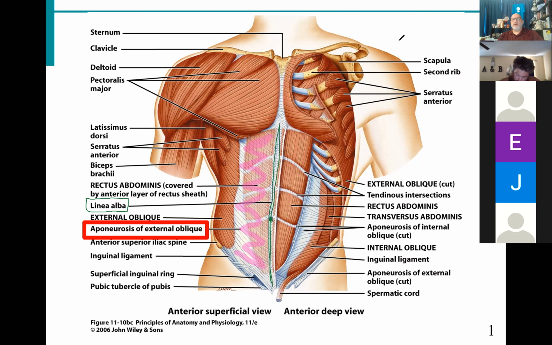Now, you are not responsible for the origins and the insertions of the abdominal muscles. But one of the things that I do need to point out to you is that there is a very important ligament down here. This ligament attaches to the superior anterior iliac spine of the pelvis and goes to the pubic tubercle. And this ligament is what is known as the inguinal ligament.